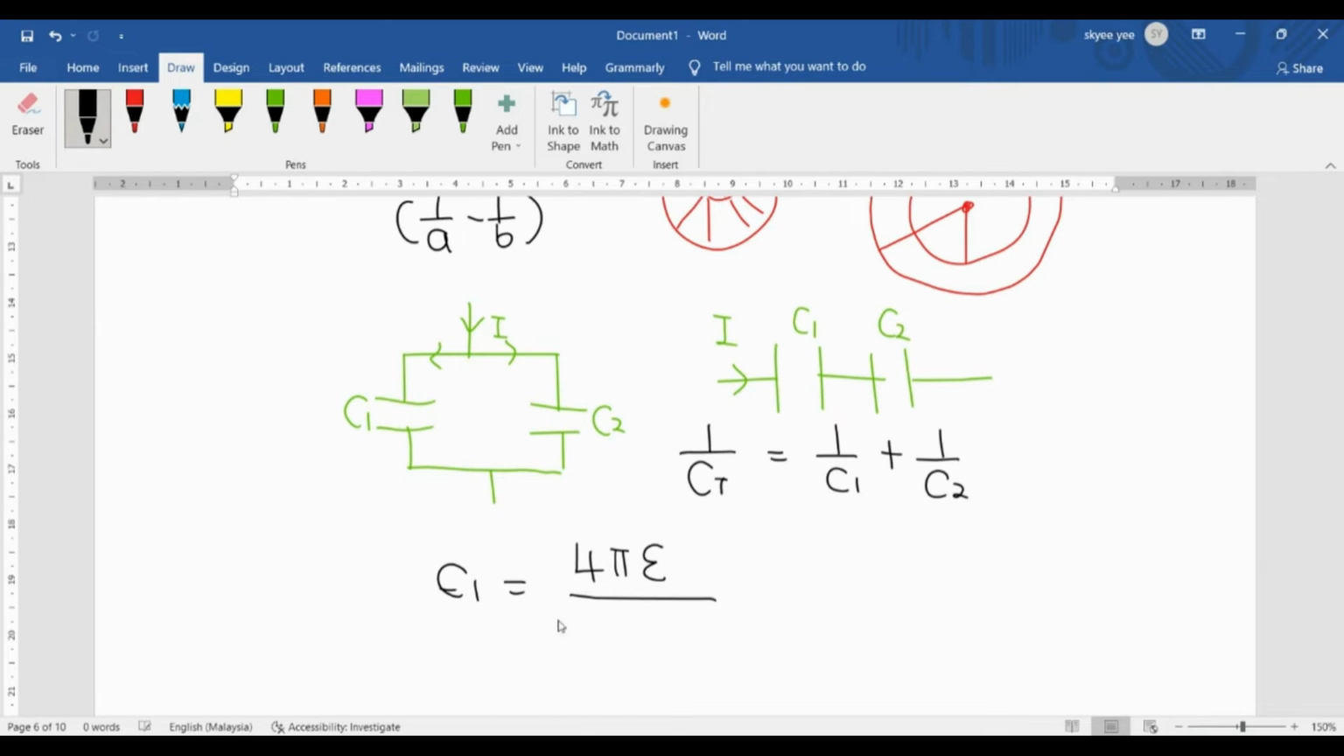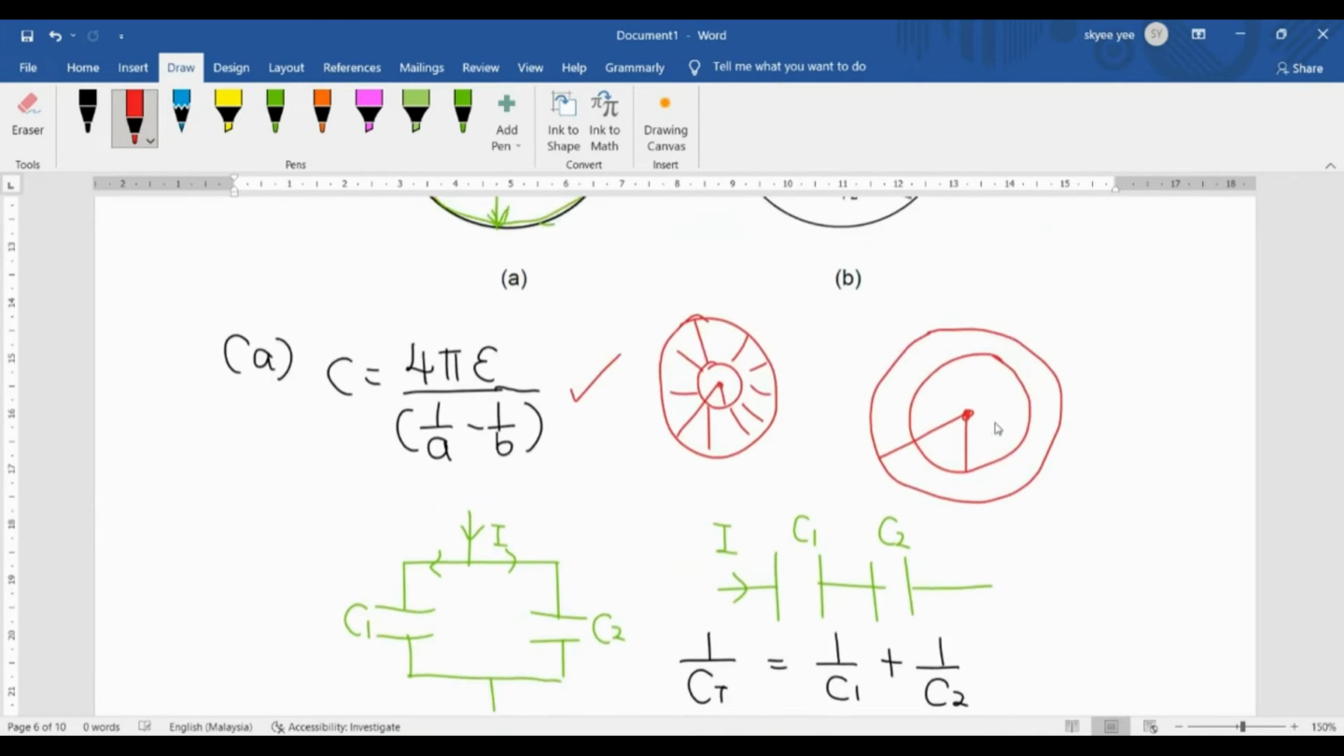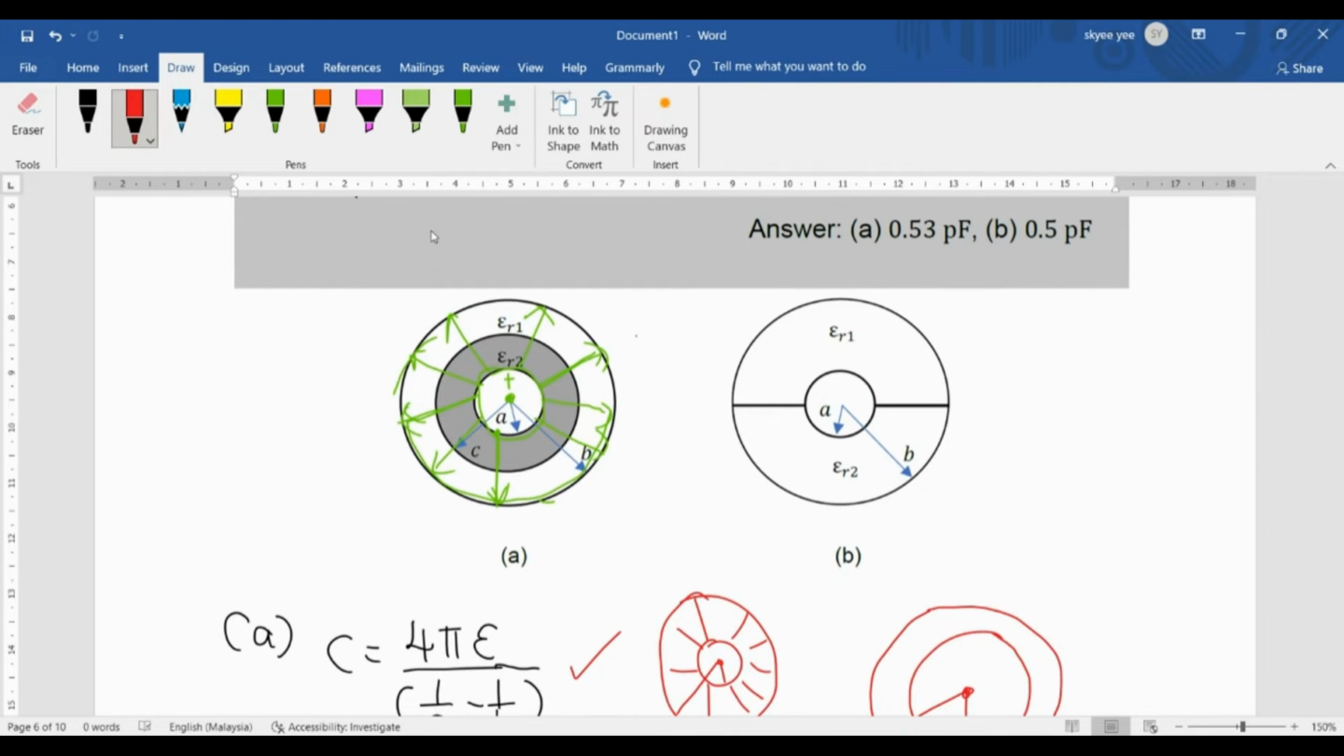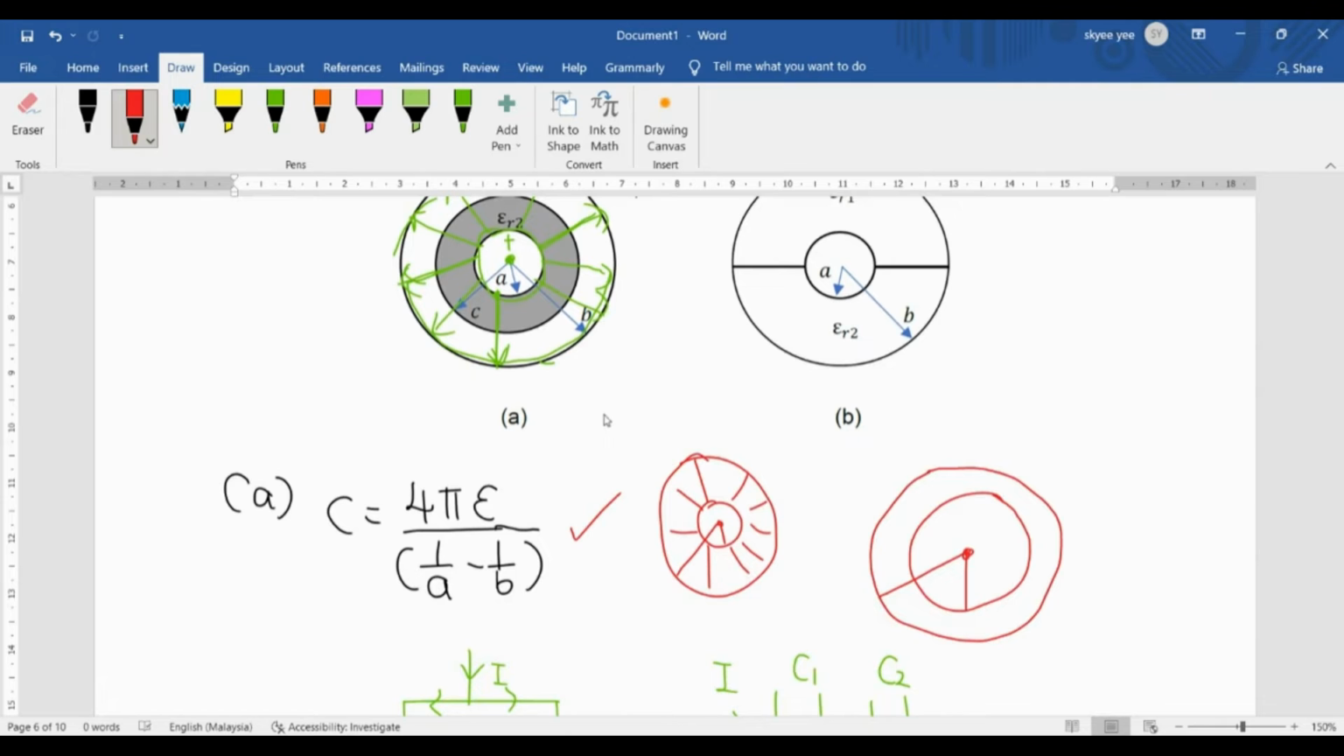It's a sphere, so I will put 1 over A minus 1 over B, because this is the formula. The formula says that this is the inner radius, right? And this is the outer radius. Okay, so we look at C1. C1 is this one, epsilon R1. You have the epsilon R1.